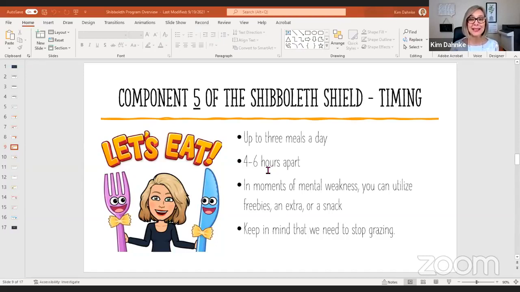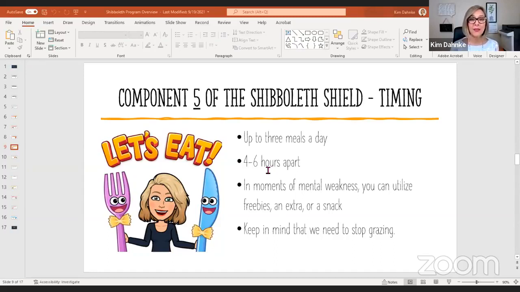And typically that bite is there to satisfy our taste buds and our mind, not necessarily a nutritional need. The next thing that you can have is a snack. And you can do all of these things. Now, keep in mind that we are trying to stop grazing.